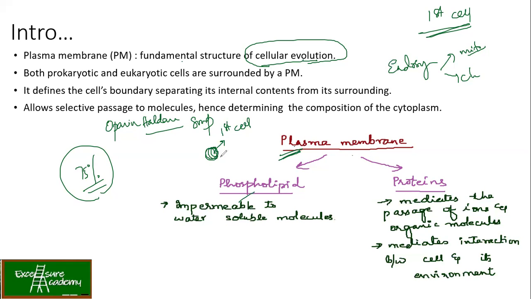When this aggregation was happening, certain amino acids and certain carbohydrates got integrated inside. That resulted in the formation of the first enzyme or the first carbohydrate required by the organism. This is how your first cell evolved, and hence it is known as the fundamental structure of cellular evolution. Is it a little clear now? Don't worry, because this is a part of evolution and I'll be taking it up in detail.